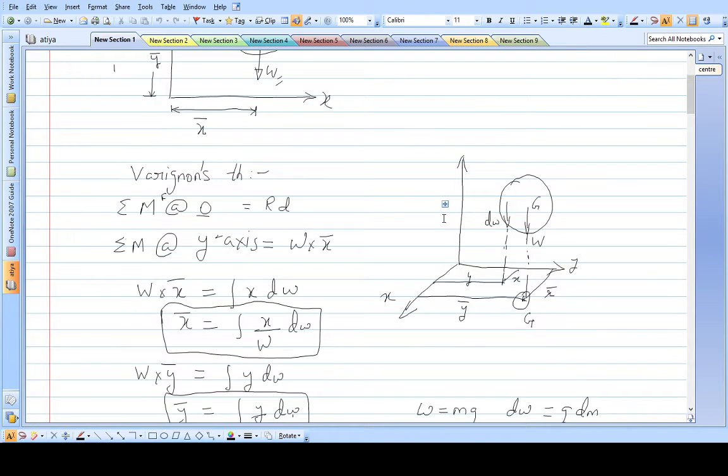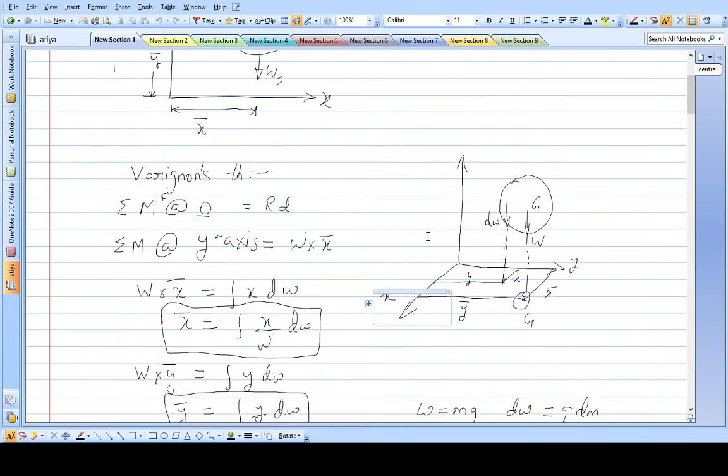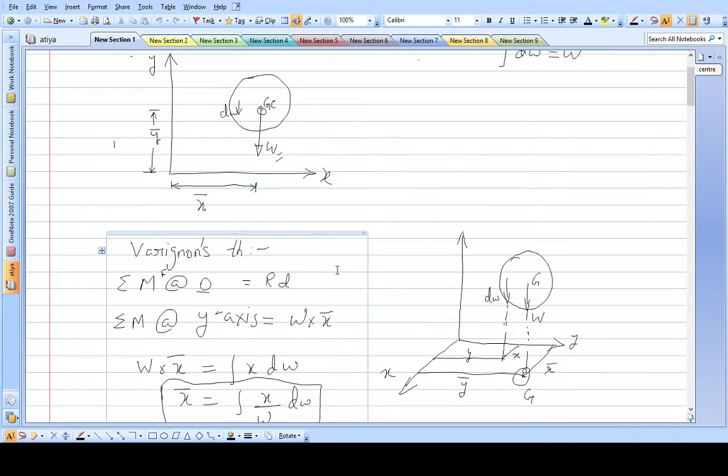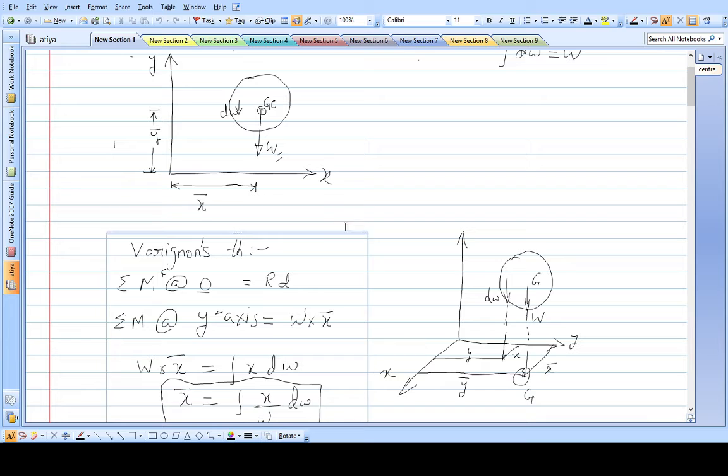Here, with the help of Varignon's theorem, we found the coordinates x bar and y bar in order to locate the centroid. We all know Varignon's theorem: the summation of moments of all the forces about any point will give you the moment created by the resultant about the same point. Here we applied Varignon's theorem about the y-axis.